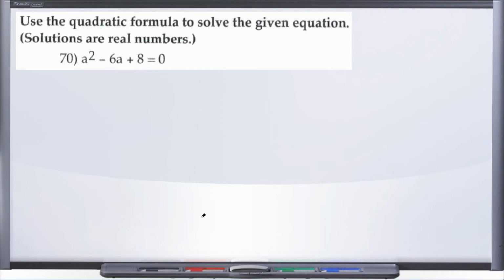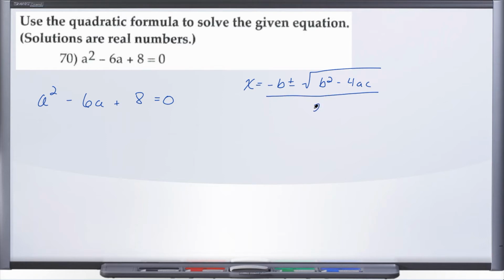All right, so looking at number 70, we have the directions of use the quadratic formula to solve the given equation, and they tell us that solutions are real numbers. All right, so we have a squared minus 6a plus 8 equals 0, and they want us to use the quadratic formula. And so the quadratic formula is x equals negative b plus or minus the square root of b squared minus 4ac divided by 2a.